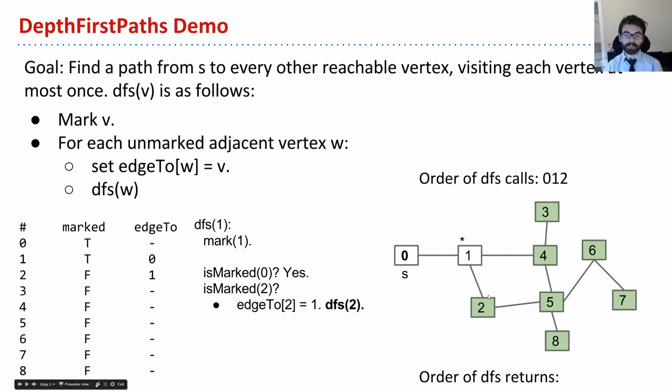At this point, when we call DFS of 2, the first thing we do is mark 2. Then for every unmarked adjacent vertex, we say, okay, the way to get there is through me. So in this case, it's 5, and then we'll go there. So we get to 5.